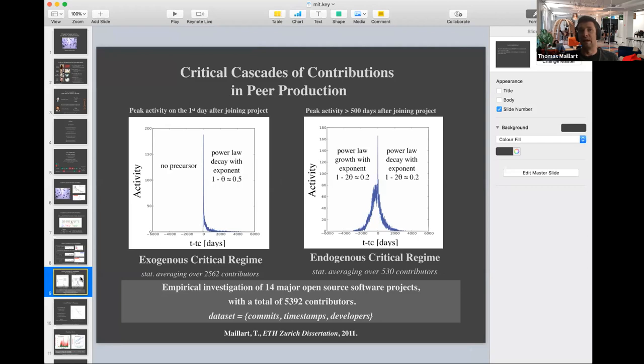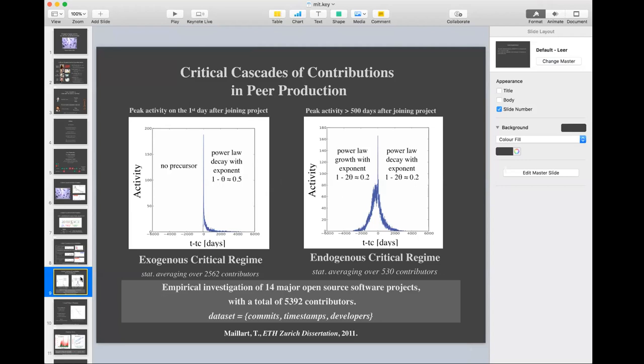There's a sort of selection bias, but there was no way for us to not uncover them. The graph you see here is important because it's a stacking, which means it's not the exhibition of only one person, but a statistical averaging over 5,392 contributors. So it's way less clean than what I showed you before. It's really an averaging.